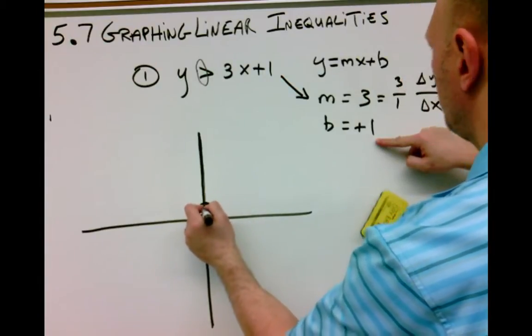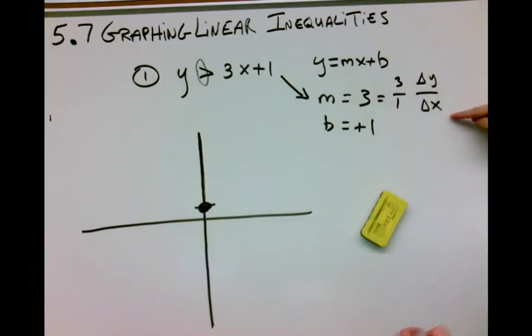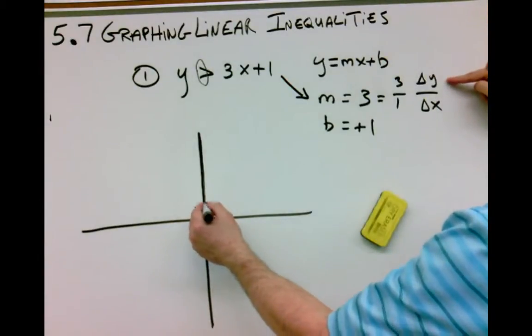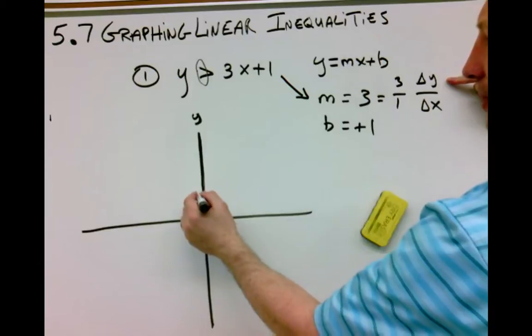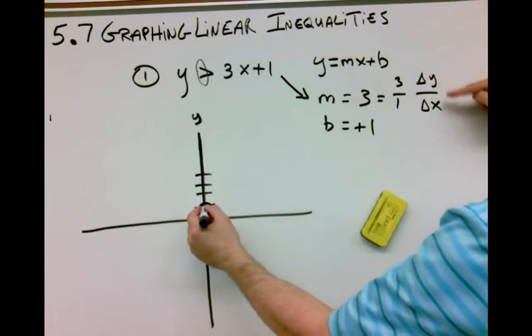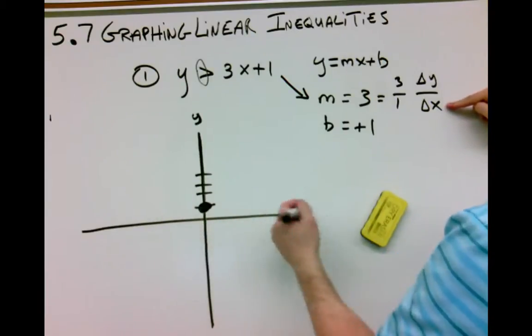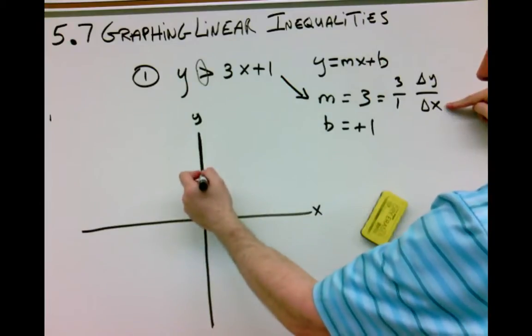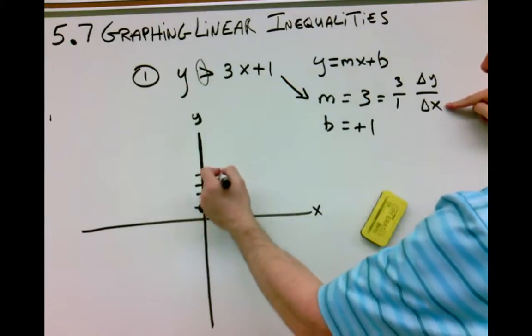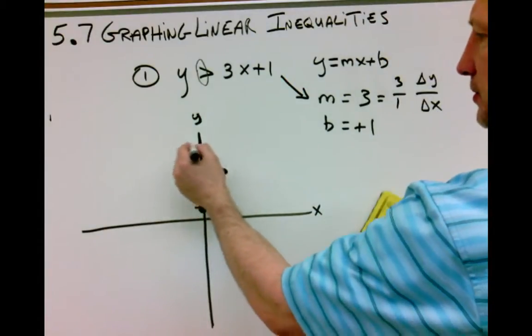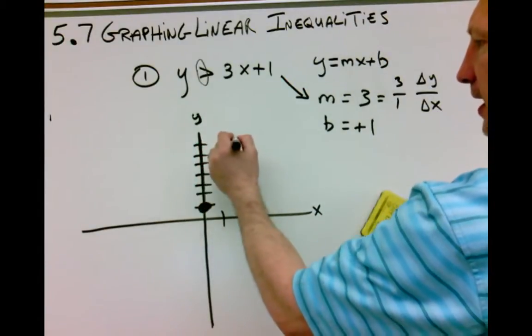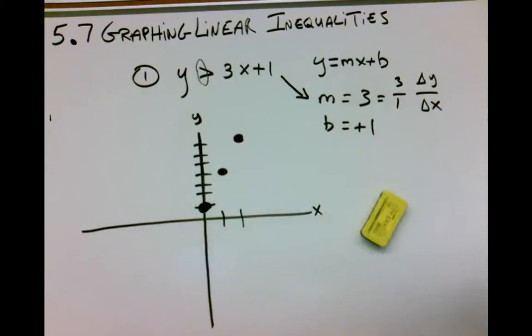Now from here, I use my change in y, change in x. So my change in y, here's my y-axis. So I'm going to go up 3, 1, 2, 3. And my change in x is going to be in the positive x direction. So from here, I go over 1. So now I continue that process and I go up 1, 2, 3, and then over 1 again, and I keep doing that over and over until I get my line.